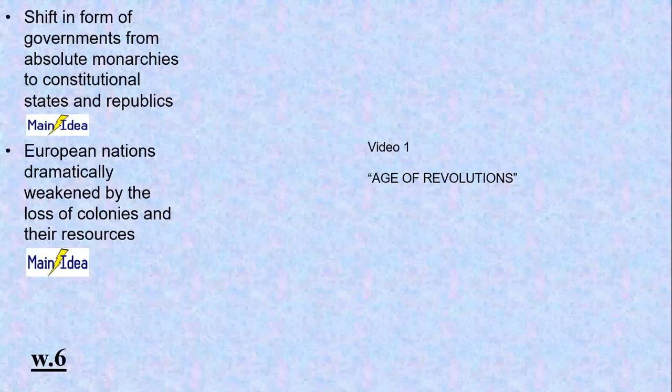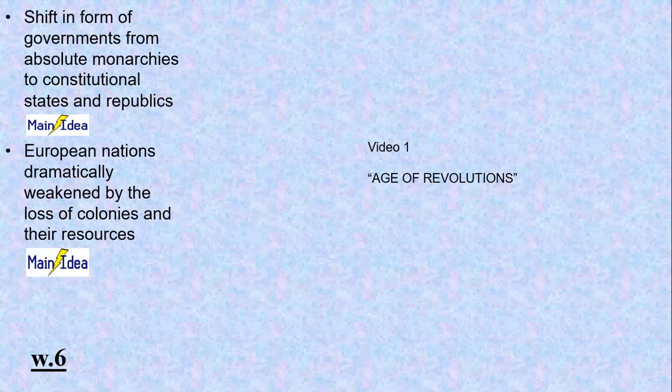Okay, you're going to be watching video 1 in just a minute, the age of revolutions. I want you to watch that, but understand these two points here. They're main ideas as well. The age of revolution was a shift in the form of governments from absolute monarchies, that means kings, chosen because they were the king and they were perceived to be better and holy, to constitutional states and republics. So we go from having kings that were thrust upon us to having leaders that we choose, just like our current United States of America.